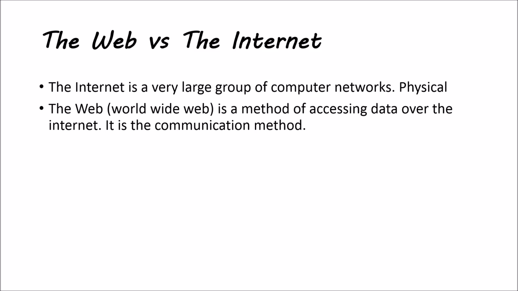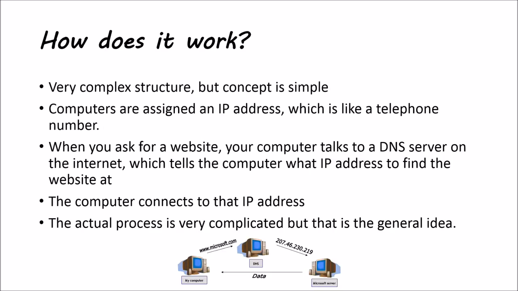The web or World Wide Web is a method of accessing data over the internet. It's the communication method of the internet or over the internet. So kind of think the internet is the large physical system and the web is the method used to gain the information from the internet.